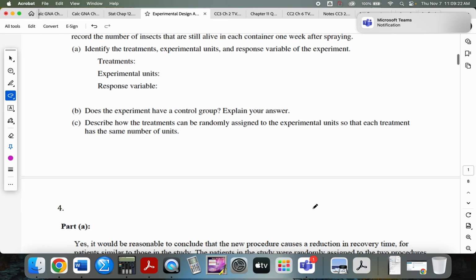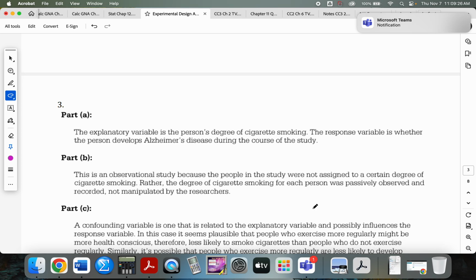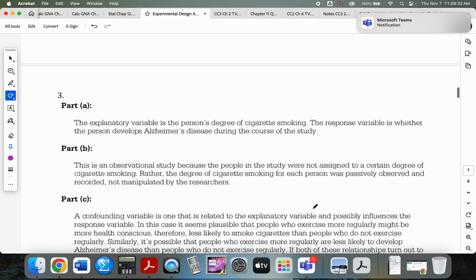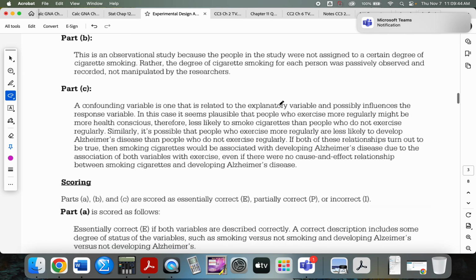Okay? So let's see what this says about this. Man, it's a long way down. I put the whole thing in here so that if you want to look at it, you can look at all of the things that they're looking for. So the explanatory variable is the degree of cigarette smoking. The response variable is whether the person develops disease during the course of the study. All right. It's an observational study because the people in the study were not assigned to a certain degree of cigarette smoking.